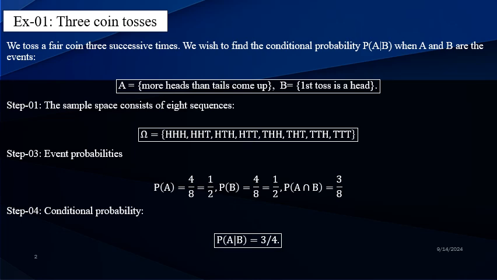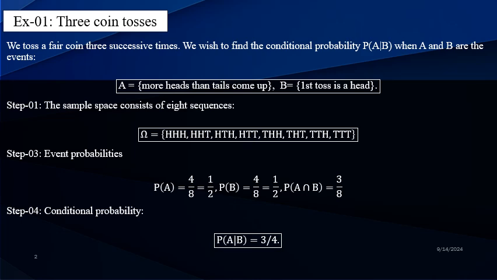Given that the first toss is head, find the probability that you observe more heads than tails. Tell me how much A is happening within B. A is happening 3 times in B, so that's 3. And how many times is B happening? That means how many outcomes are there? 4. So the simple answer would be 3/4.